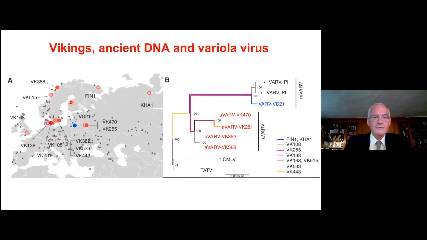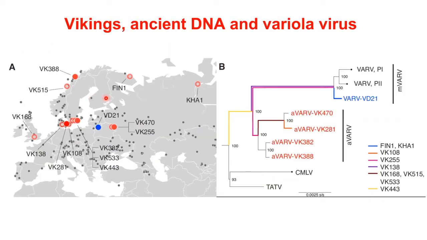So if we look at the distribution of the sites that were analyzed, and DNA was obtained from all over Europe, you could see that the red ones were where variola virus was found, and there were many of these. In some cases, enough sequences were obtained to assemble complete genomes, and these could then be compared with the modern day variola viruses. So here are the modern ones, and the one from 350 years ago shown in blue.